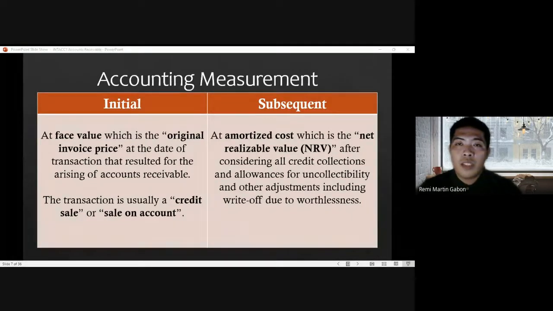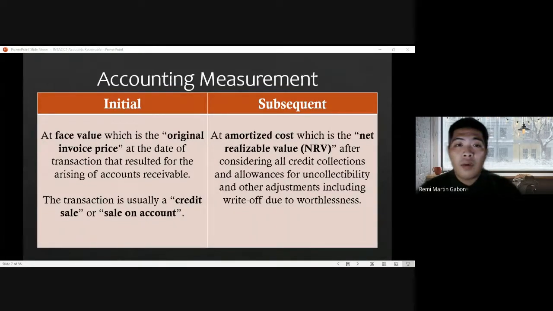Okay? But for subsequent measurement, the same with other type of receivables. In fact, all receivables are measured at amortized cost. As we have learned yesterday for the subsequent measurement for receivables. But to be specific, for accounts receivable, the amortized cost is regarded to as a net realizable value or NRV. Okay? Almost the same pattern lang. We only have a specific terminology to be used for the amortized cost for accounts receivable. So amortized cost or net realizable value for accounts receivable simply means the original invoice price after considering deducting credit collections, allowances for uncollectibility, and other adjustments such as write-off due to worthlessness.